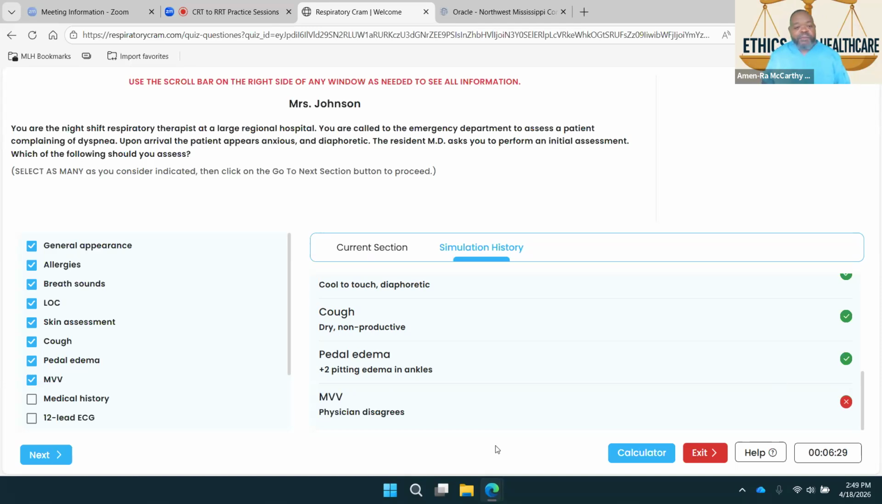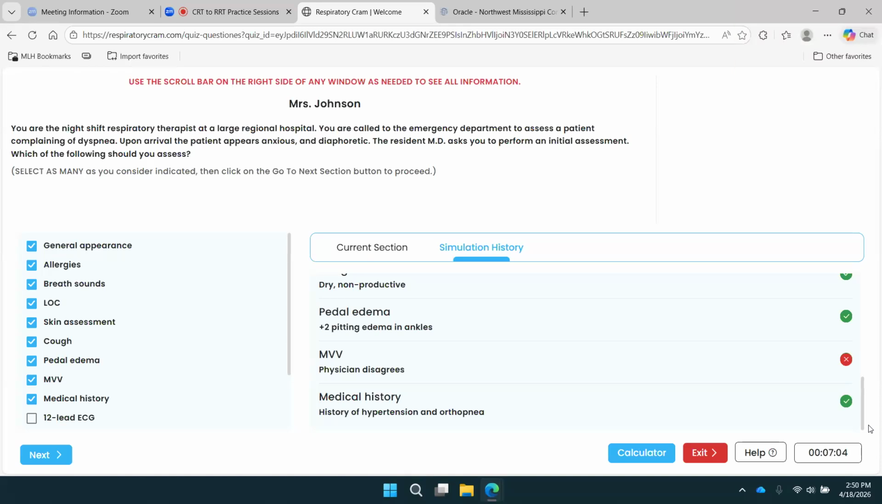I have to look back to see what the MVV is, but that's not something you want to do right now. What about a medical history? Do we want to know her medical history? Yes. Physician agrees. Oh, look at that. She has a history of orthopnea and hypertension. So in our mind, where are we thinking, guys, with the history of hypertension, orthopnea, and fine crackles and edema? What do we think she had?